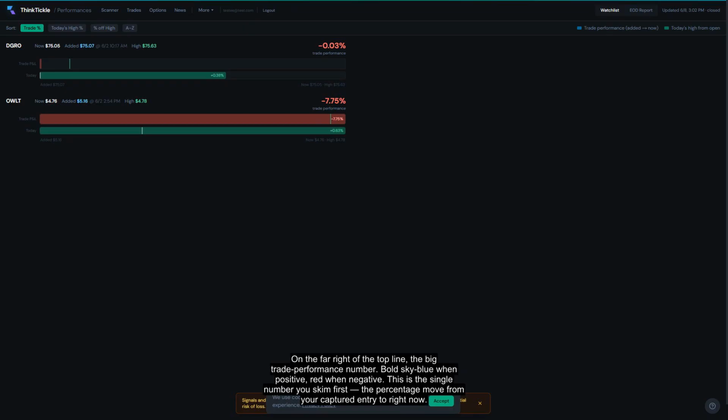On the far right of the top line, the big trade performance number. Bold sky blue when positive, red when negative. This is the single number you skim first, the percentage move from your captured entry to right now.